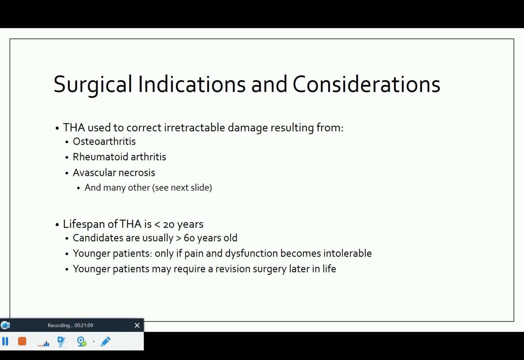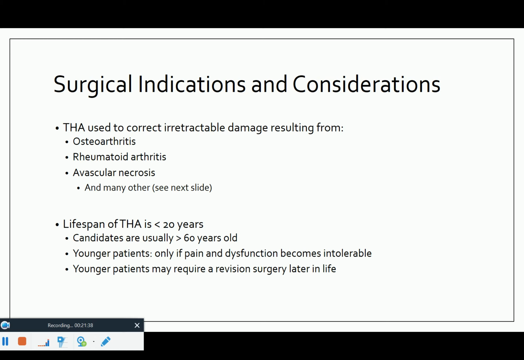Total hip is used to correct intractable damage resulting from OA, RA, or AVN. So these are the main three. There's 3 big dogs of hip arthroplasty. There's many others, and I'll let you guys see the next slide. You can also pause it on that and review it. But for the purposes of this lecture and class, I want you guys to think that OA, RA, and avascular necrosis are the big 3.